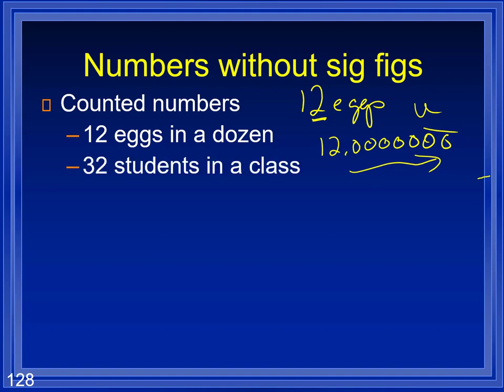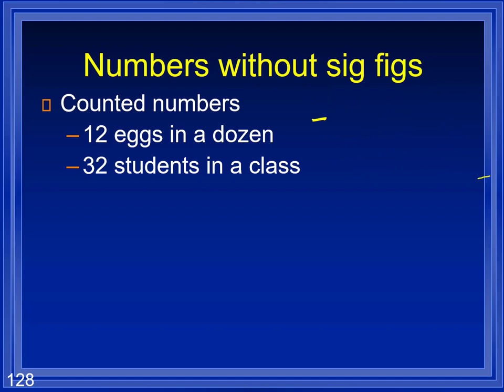How about if there's 32 students in a class? Anybody want to be in a classroom with 31.9 students? I don't. So if the number is counted, it doesn't have an estimate. Okay?